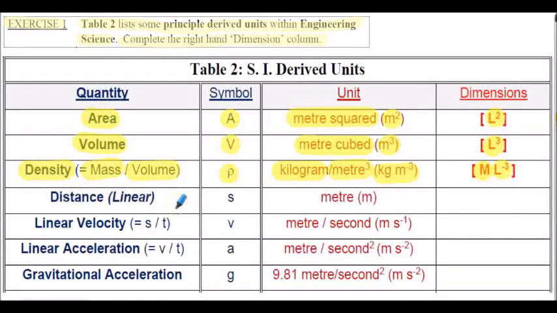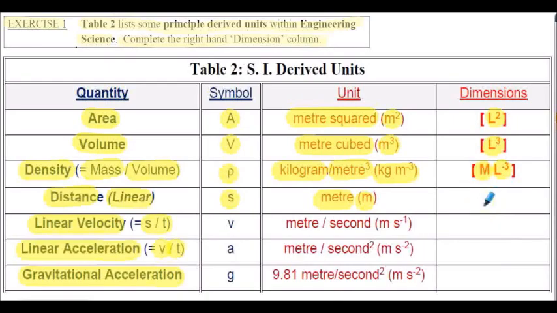Now for the rest of the parameters in the table, I'd like you to consider and write down the dimensions of the derived unit. So distance, linear distance here, would usually have the symbol lowercase s in mechanics. The unit would be the meter, so the base unit here. So you need to now consider what would be the dimension of the meter. Then consider linear velocity, derived as distance divided by time. Then we have linear acceleration, derived by the formula velocity divided by time taken. And then gravitational acceleration, which we all know is 9.81 meters per second squared.